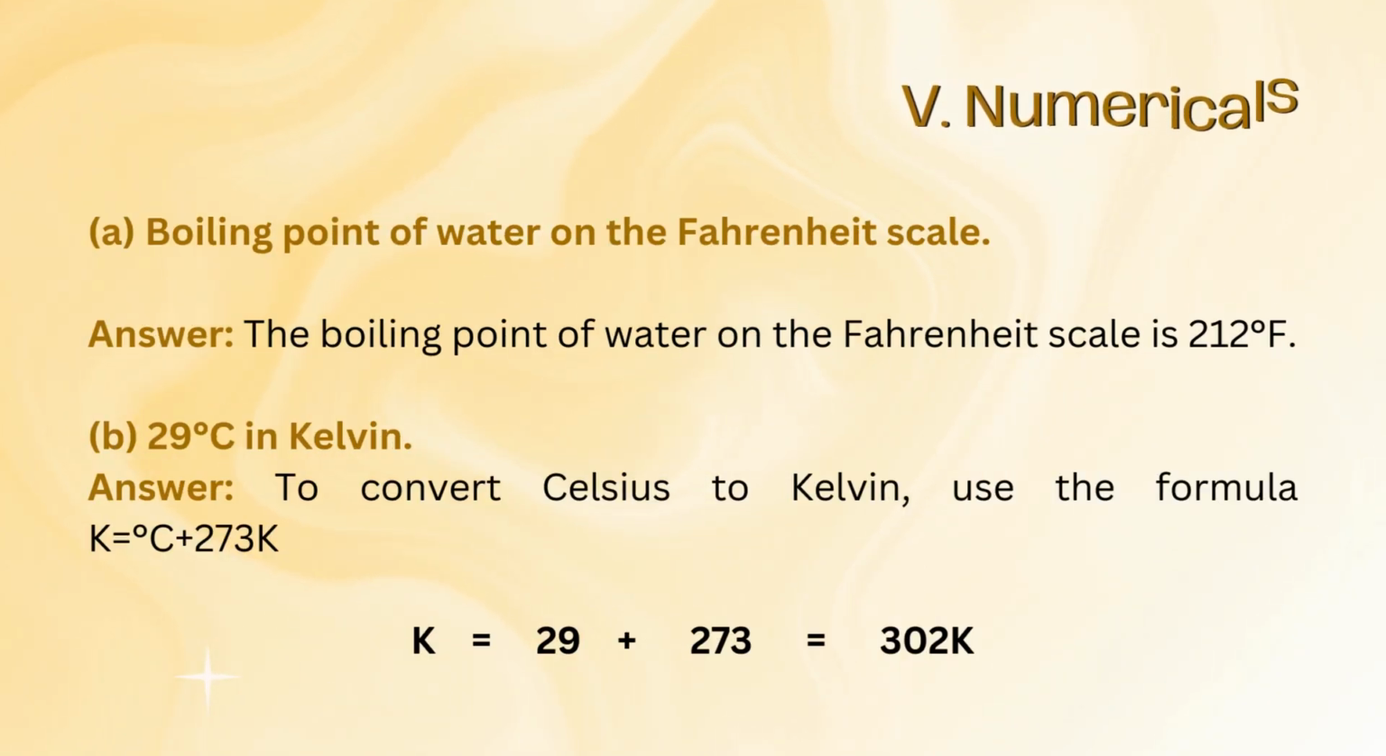Next question, 5. Numericals. A. Boiling point of water on the Fahrenheit scale. Answer. The boiling point of water on the Fahrenheit scale is 212 degrees Fahrenheit. B. 29 degrees Celsius in Kelvin. Answer. To convert Celsius to Kelvin, use the formula Kelvin is equal to degree Celsius plus 273 Kelvin. So, K is equal to 29 plus 273 is equal to 302 Kelvin.